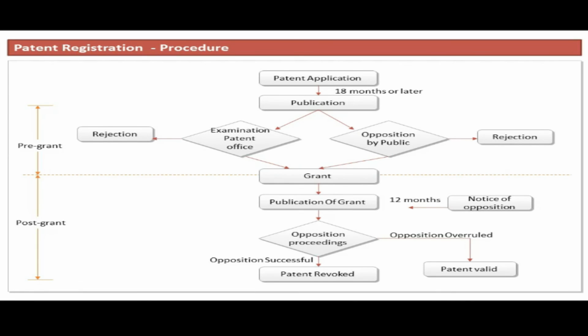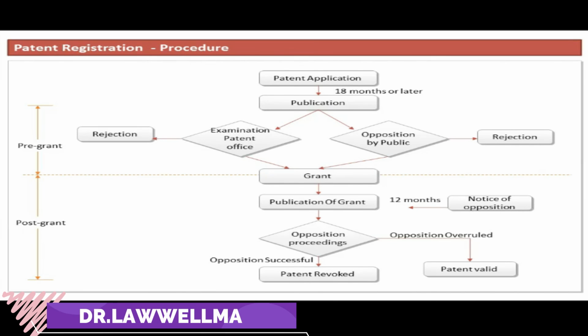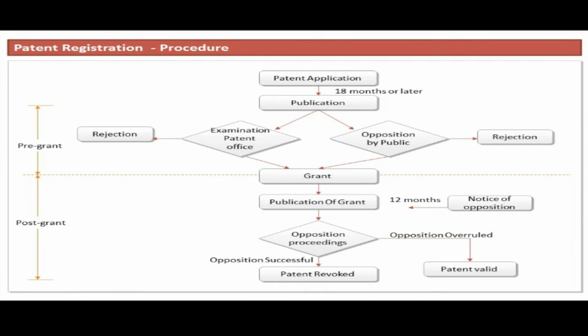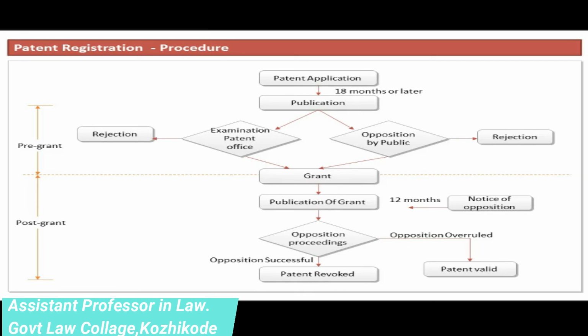So moving on with this, after grant, again there is a publication of grant. Definitely, that is being published in the patent journal. So once the patent is granted, this grant is made known to the world. And again, within 12 months, anybody can object to that. There could be a notice of objection.